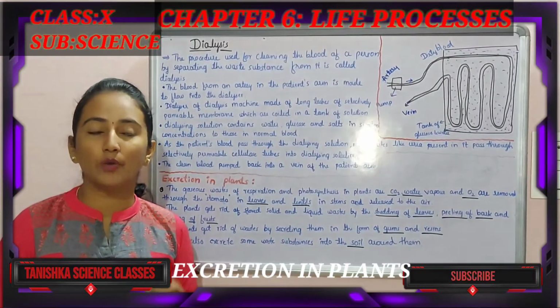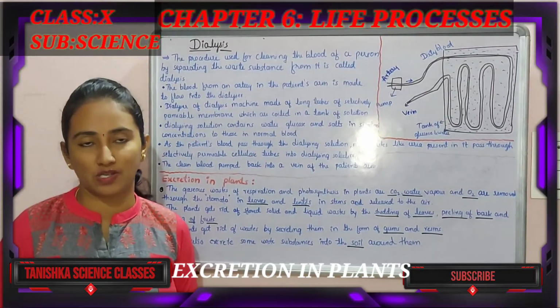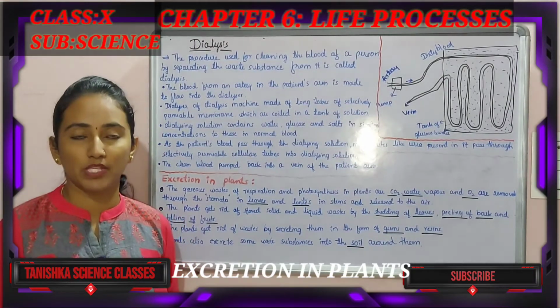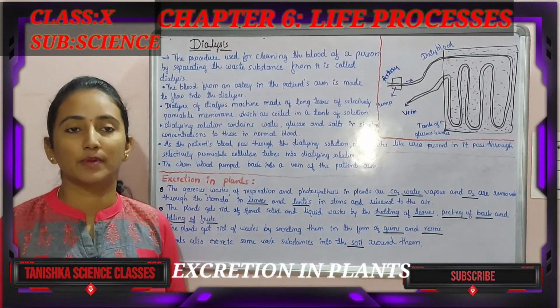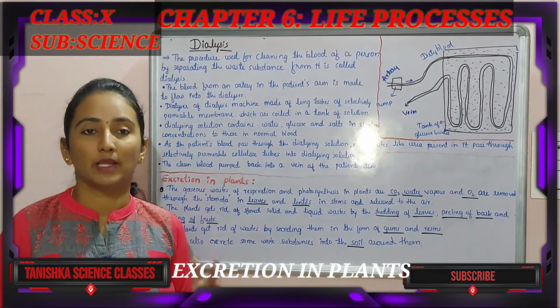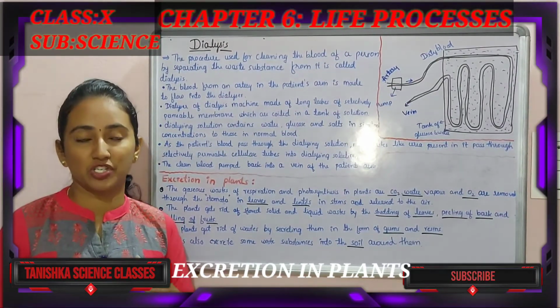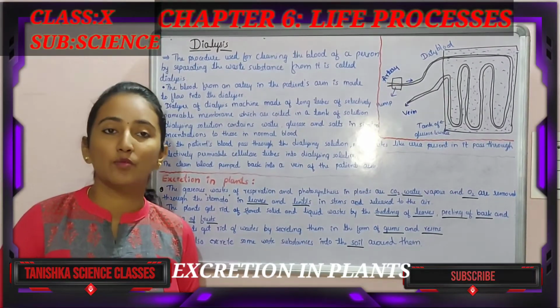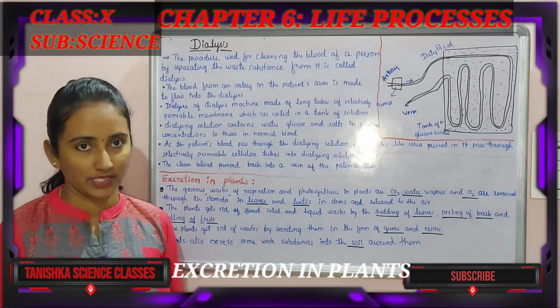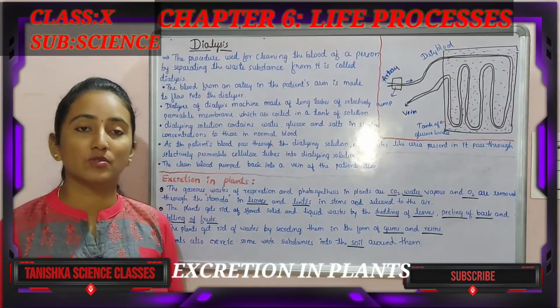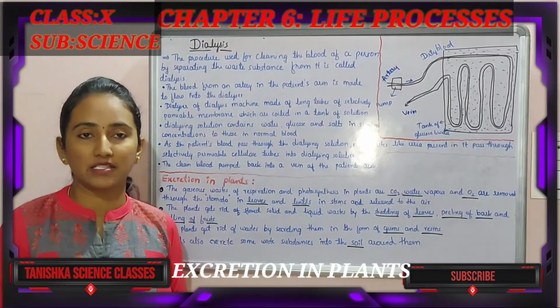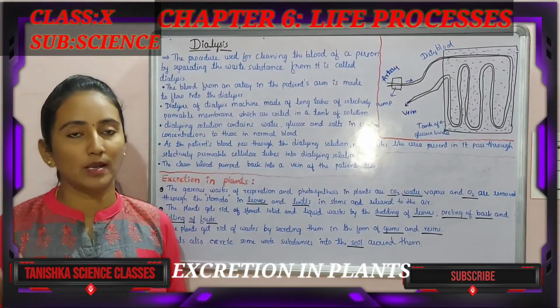So how do they release these waste products from the plant? Through the stomata. You know that stomata are present on the surface of the leaves. By the process of transpiration, exchange of gases takes place, and during that time waste gases are removed through the stomata. Water vapor is also removed through the stomata. So gaseous waste is removed from the plant through the stomata.